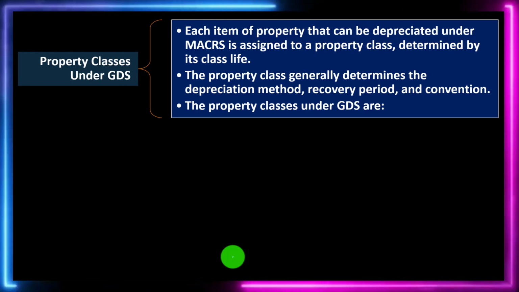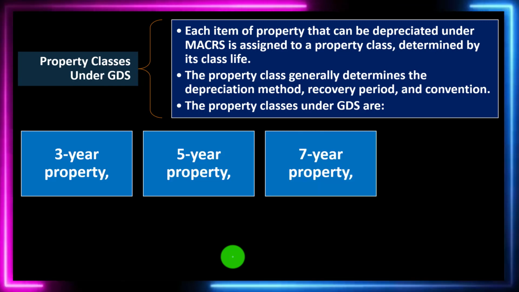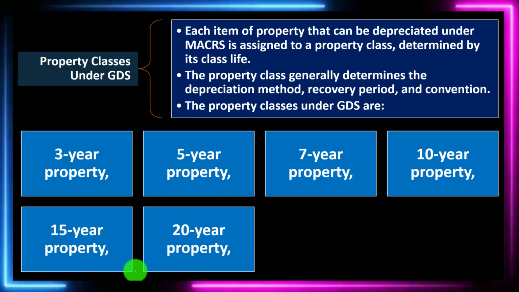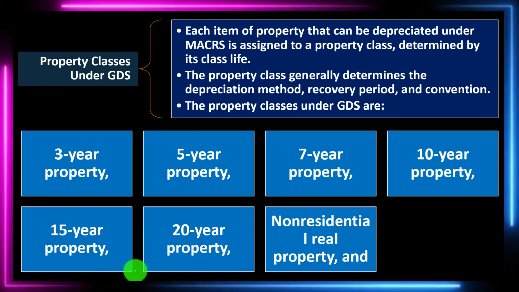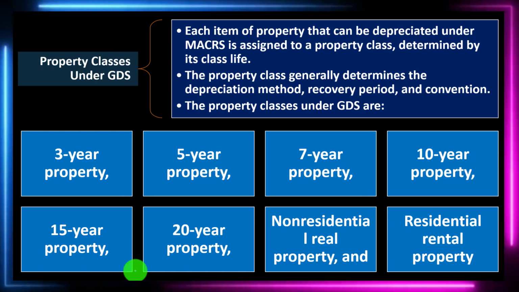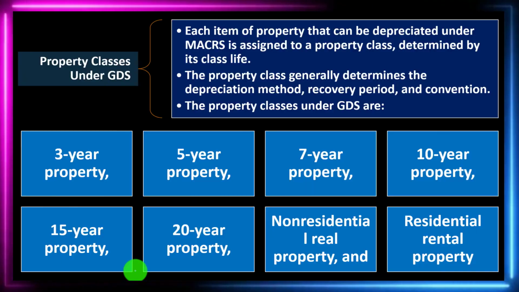The property classes under GDS are the 3-year property, the 5-year property, the 7-year property, the 10-year property, the 15-year property, the 20-year property, and non-residential real property and residential real property. These are the classes, these are the buckets we're putting stuff into that will help us to calculate our depreciation.